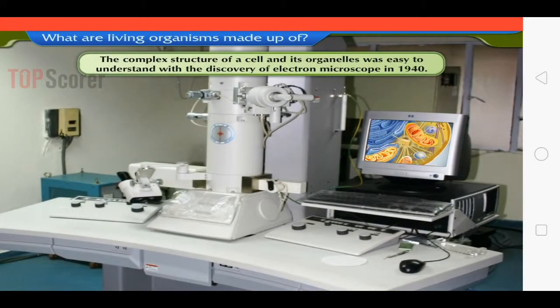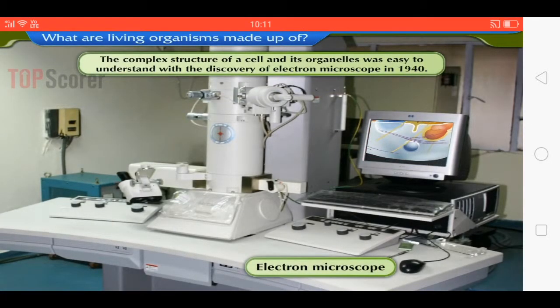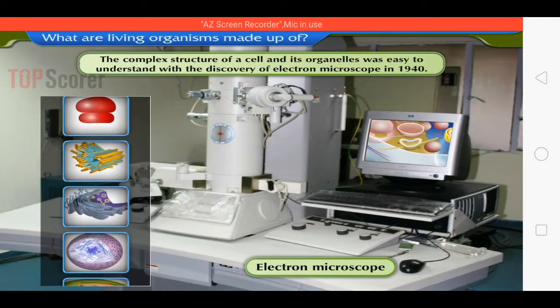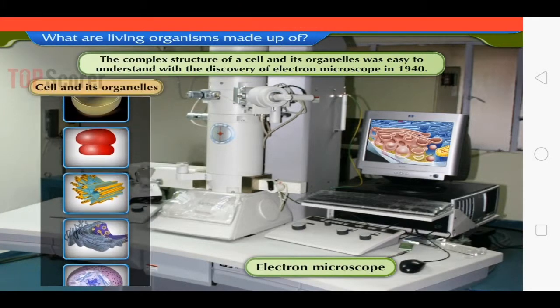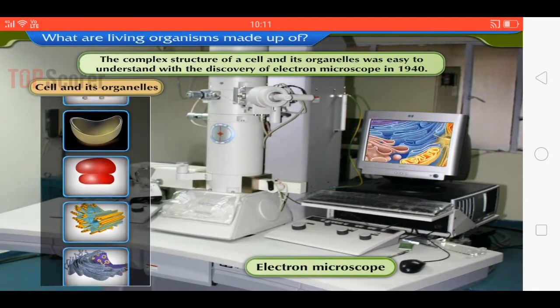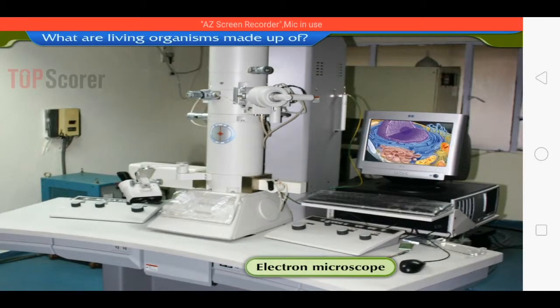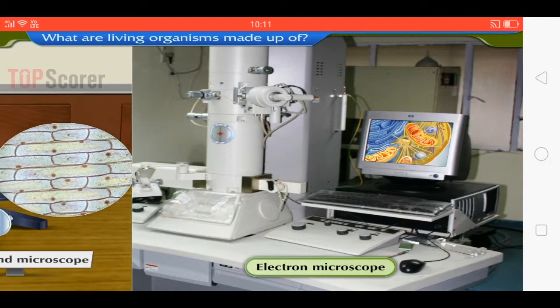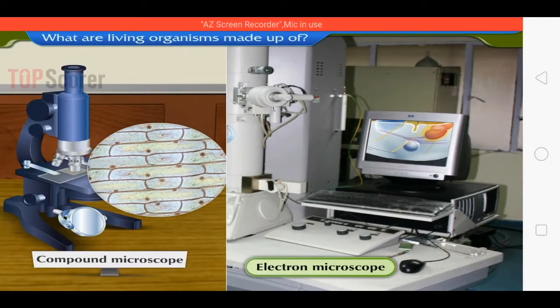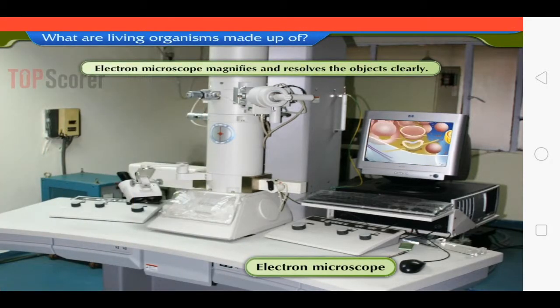With the discovery of the electron microscope in 1940, it was easy to understand the complex structure of a cell and its organelles. The electron microscope has a much higher resolution power than a normal laboratory compound microscope. It magnifies and resolves the objects clearly.